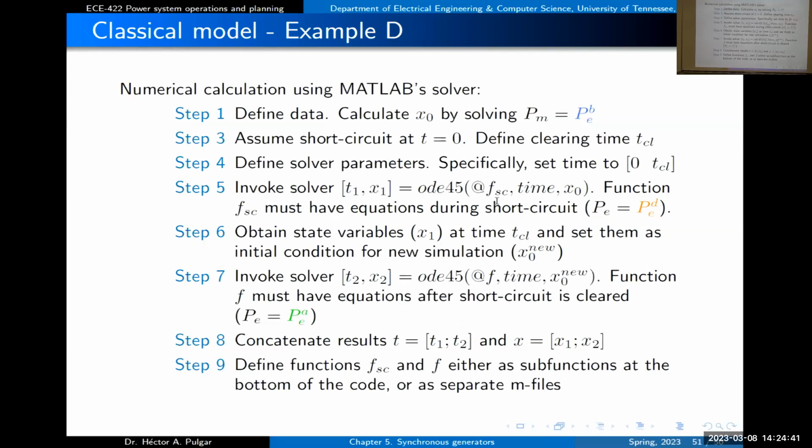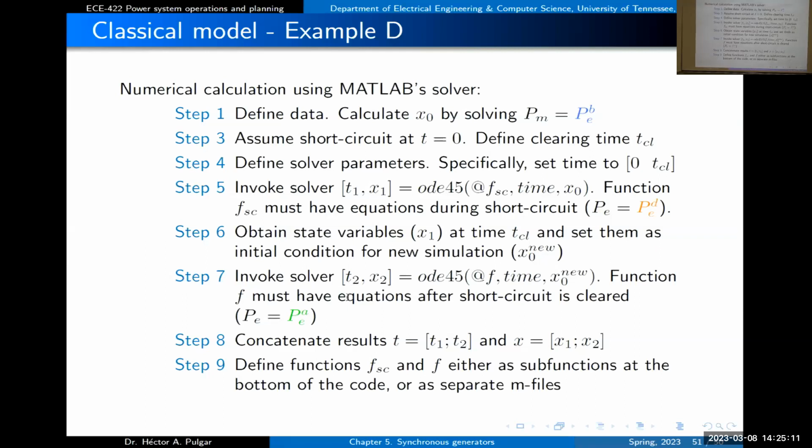The main difference now with what we had before is that the electrical power is not 0, but is that sinusoidal function we obtain. When we have the solution here, we need to get the state variable after the fault, and we will use that as initial condition for the next simulation we will run, which is after we clear the fault. We invoke the function again.